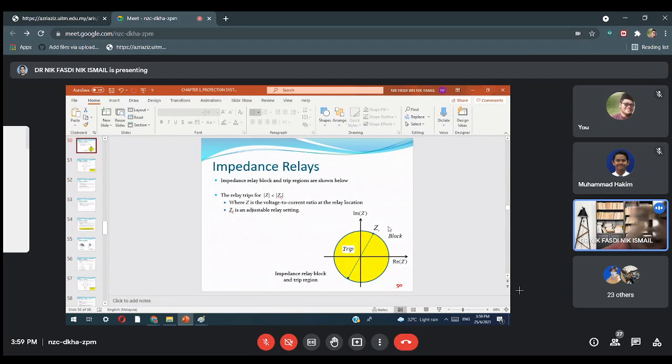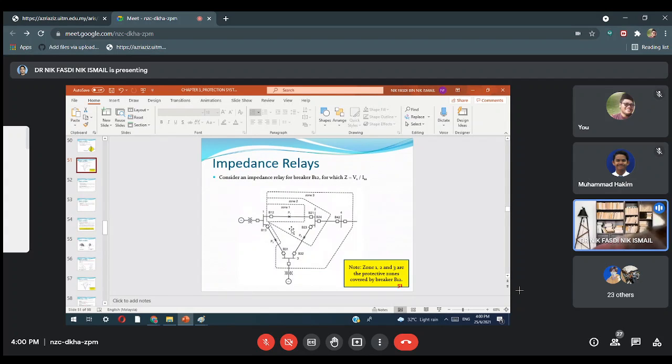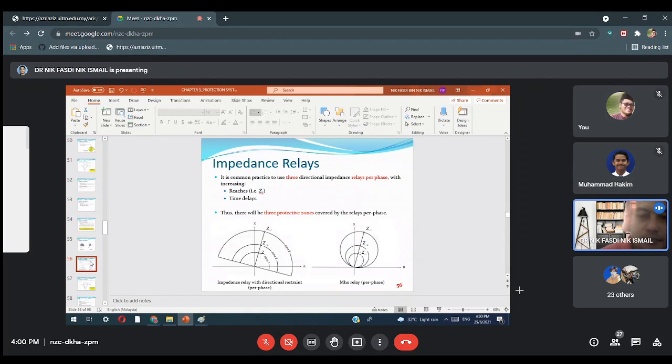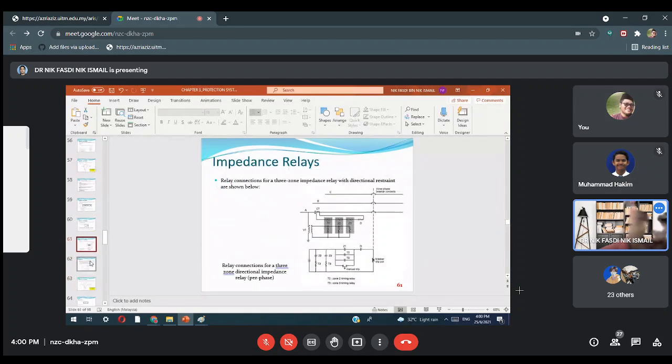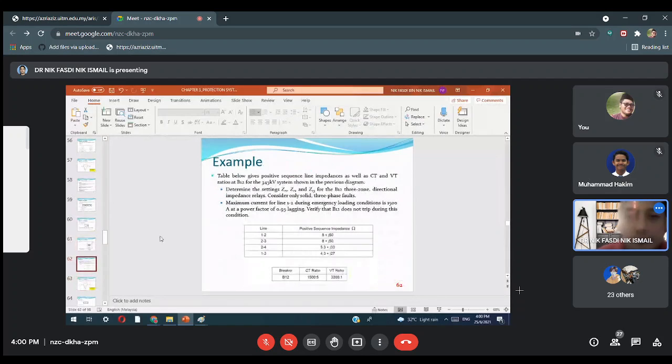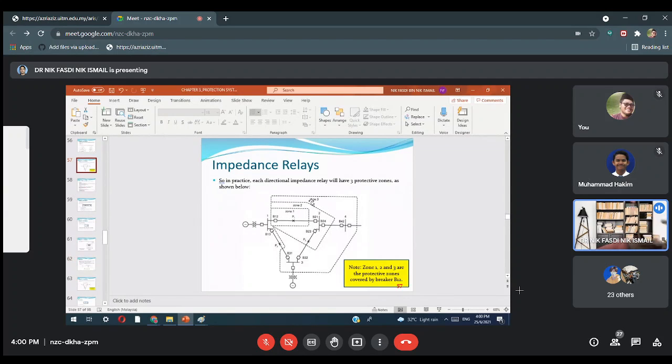We need to know the Z range, but refer to this zone. For each zone we need to know Z1R, Z2R and Z3R. That is in the question. Determine the settings ZR1, ZR2 and ZR3 for the B1, 2, 3 zones. Which zone? Zone 1, zone 2 and zone 3.